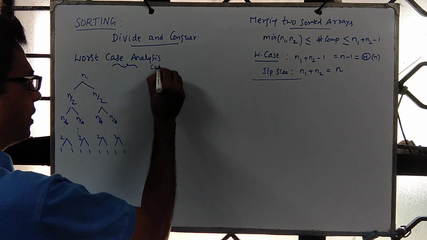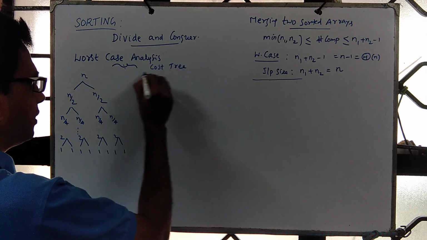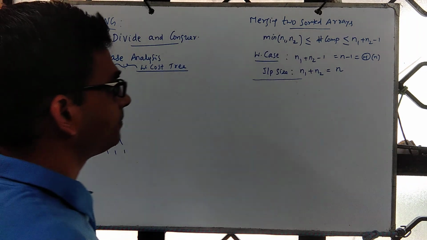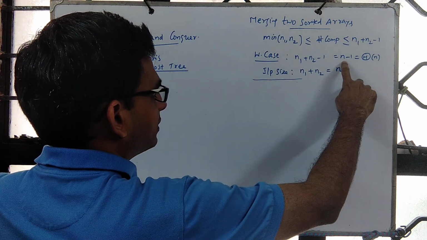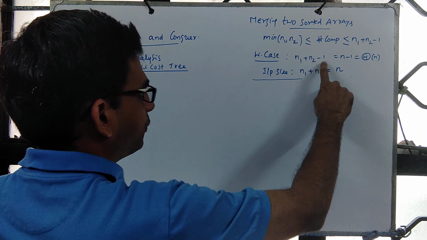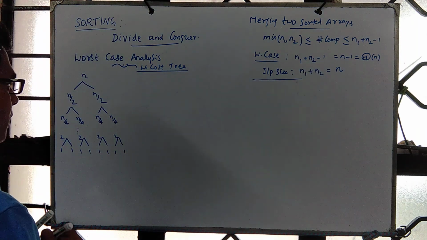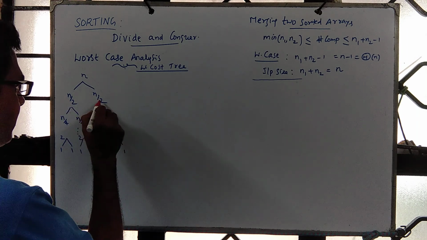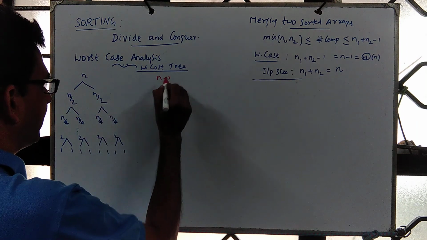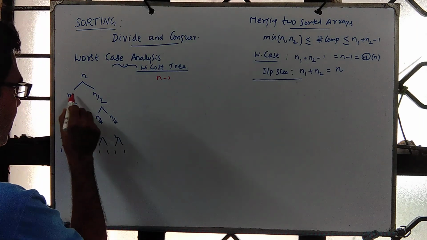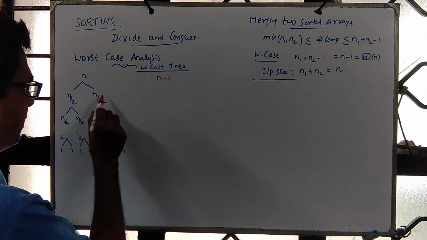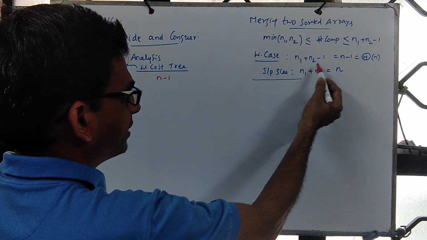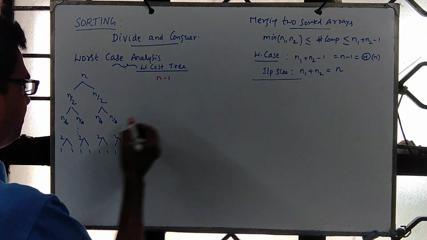As far as the cost tree is concerned, we are interested in the worst case cost, right? What it says is it is n1 plus n2 minus 1, which means at the root it is n by 2 plus n by 2 minus 1, which is n minus 1. So you have a sorted array of size n by 2, another sorted array of size n by 2. To merge them, it is n by 2 plus n by 2 minus 1.